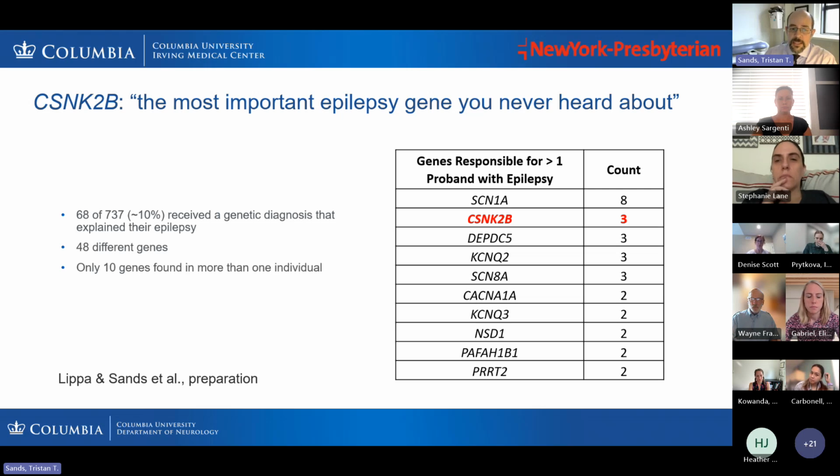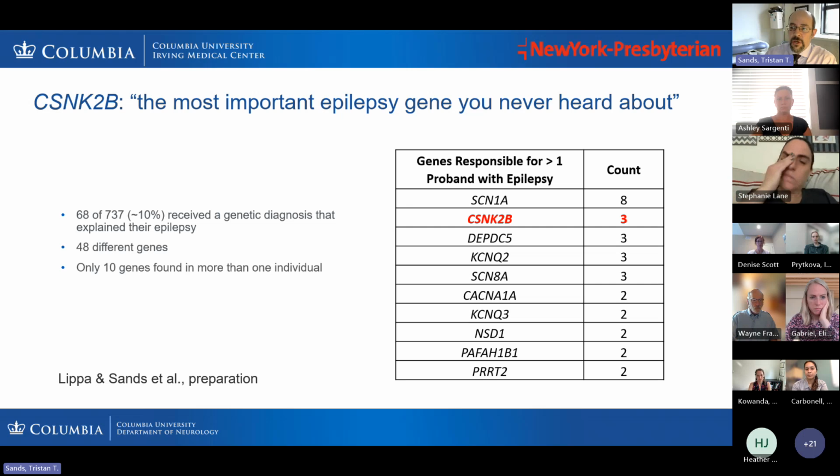And so why do I say that CSNK2B is the most important epilepsy gene you never heard about? Well, just as a couple of examples. One is that there was a research project here where 737 individuals with epilepsy were sequenced to identify causative genes for their epilepsy. 68 of those 737 patients got a genetic diagnosis on the basis of that sequencing. But there were 48 different genes.